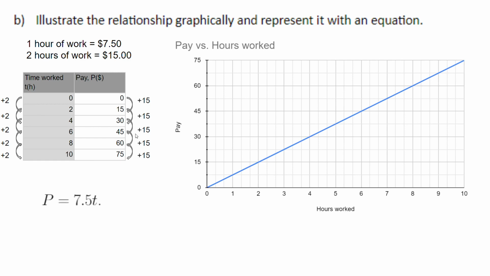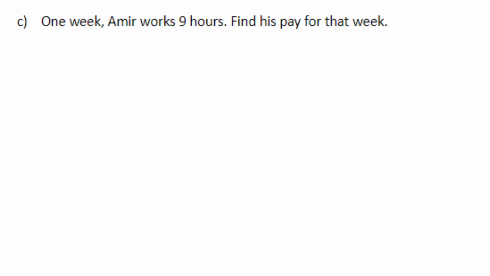And our equation is then given to us as a constant multiple, as a direct variation, that the pay is 7.5 times every hour. So P equals 7.5T. In 1 week, Amir works 9 hours. Now we want to find his pay for that week.